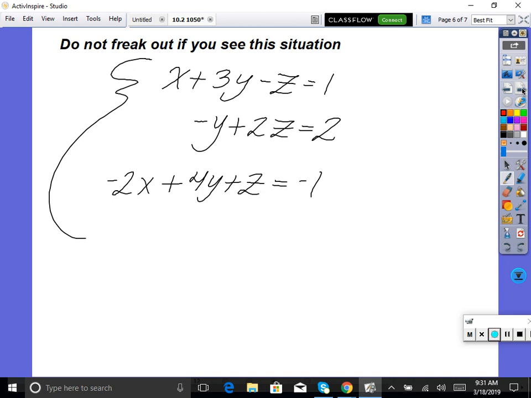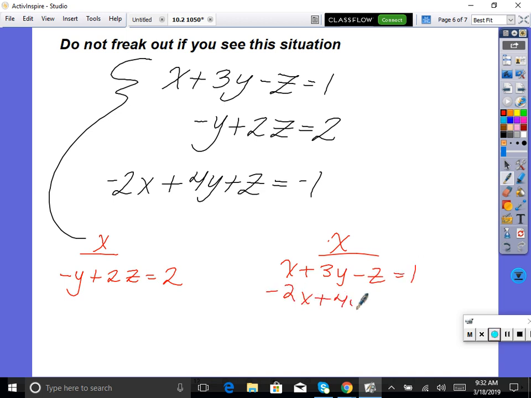So you'd say, okay, I'm going to eliminate x. Now look, when you pick 2 equations, this equation already has x eliminated. You don't even have to do the math to eliminate x. It's already eliminated for you. There's your first equation. Then you go, okay, I need to eliminate x, so what other 2 equations do I have? Top and bottom. So you'd put x plus 3y minus z equals 1, and then you'd put negative 2x plus 4y plus z equals negative 1, and then eliminate x. And then you'll have 2 equations with only y's and z's.